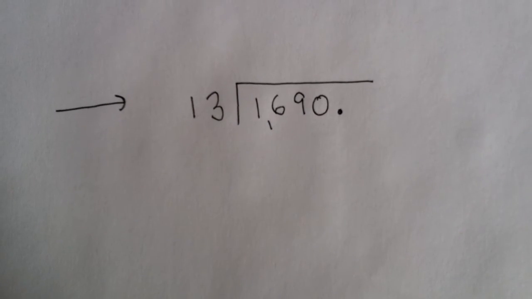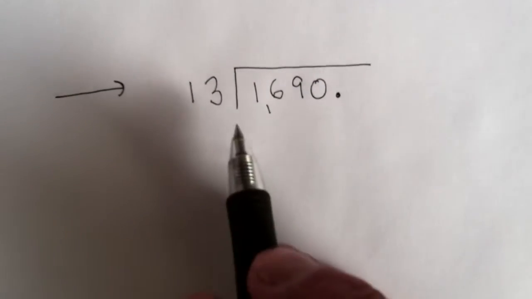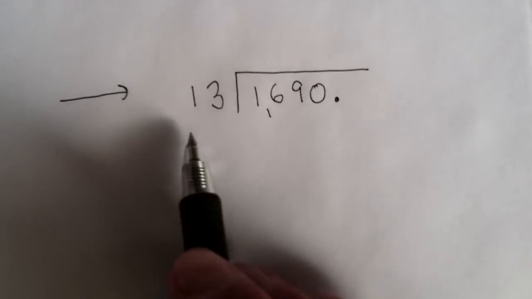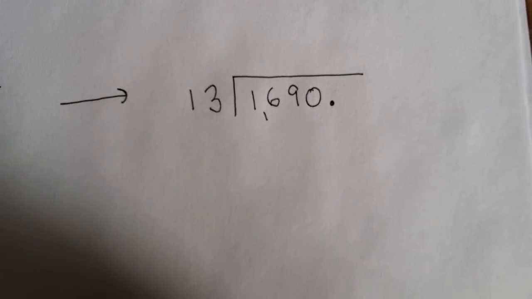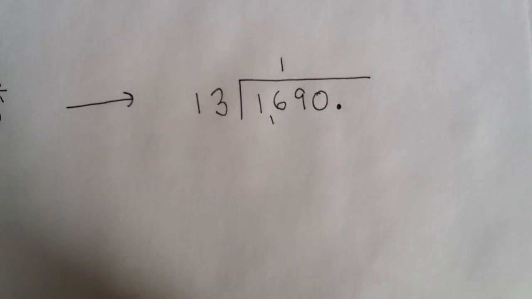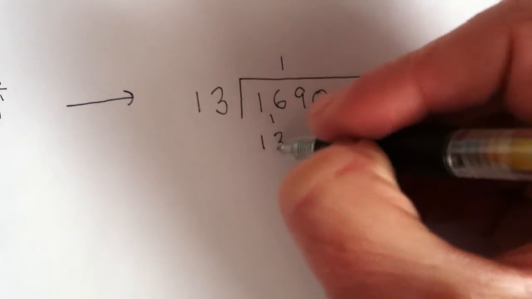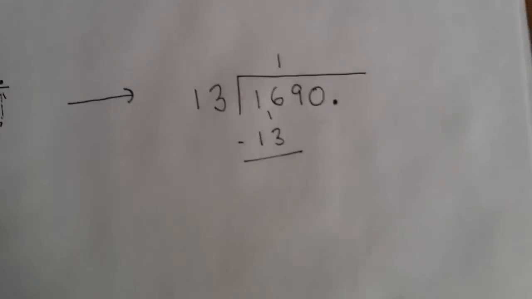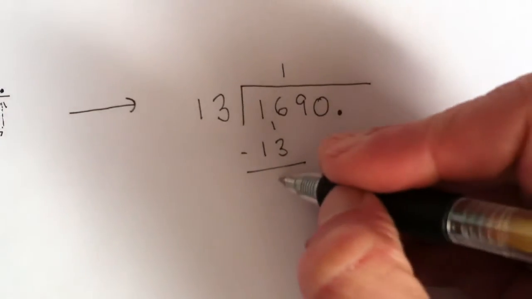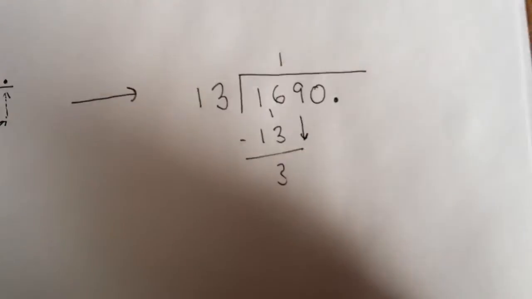Here we go, people. Are you ready? All right. 16 seats on a bus. Will 13 people fit in there? At least one group of them will. Let's put that 1 above the 6. 13 times 1 is 13. 16 minus 13 is 3. Drop a 9.